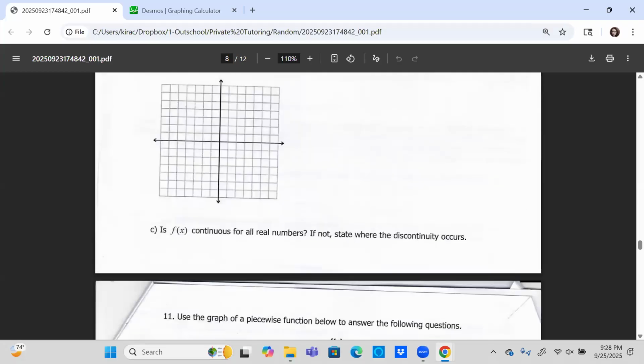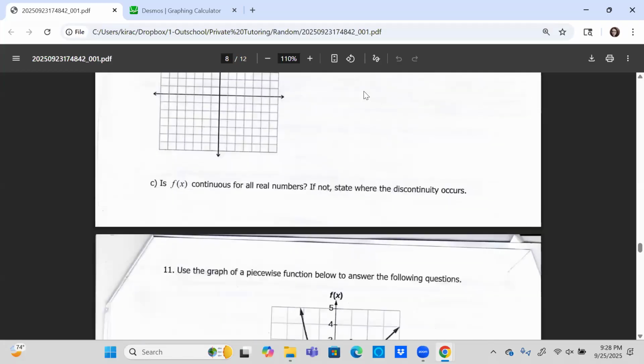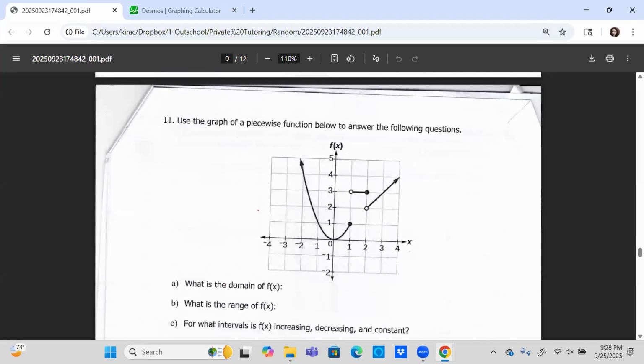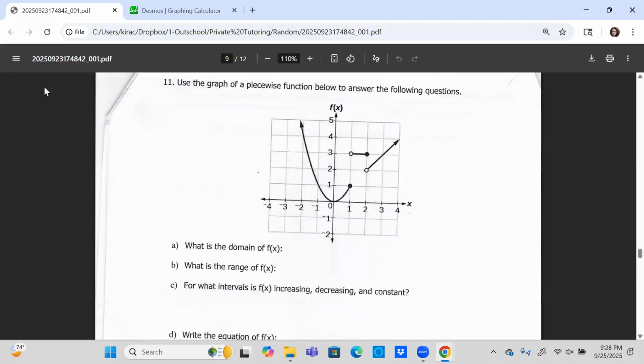All right. Next page. What is the domain? Okay. So the x values, so this goes left forever. Keep going, keep going, keep going. This is solid, so that's fine. Jump. That's okay that it's open because it's covered by the solid.